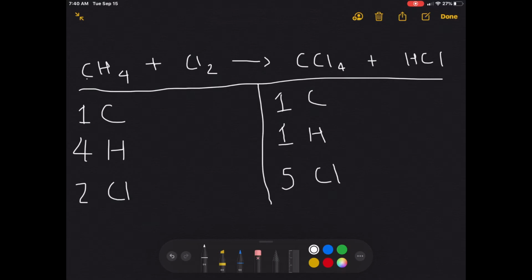Now what we want to do is balance out the hydrogens. Since there's 4 hydrogens on the left side, we need to balance out the ones on the right. So one way we could do that is putting a 4 in front of that hydrogen chloride, which turns the hydrogen into 4, as shown, and then it turns the chloride into 8.